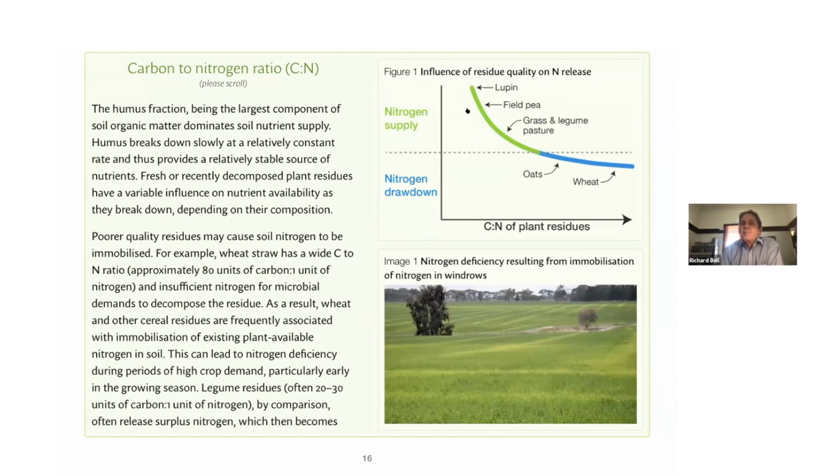Legume stubble or residues have relatively low carbon to nitrogen ratios. Grass legume pastures are somewhat intermediate, whereas cereal residues, oats and wheat, have quite high carbon to nitrogen ratios, and that can result in immobilization of nitrogen in the soil, because as those high C to N ratio materials are decomposed, the microorganisms actually consume available nitrogen from the soil temporarily.